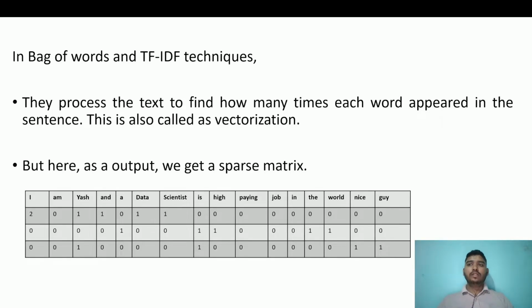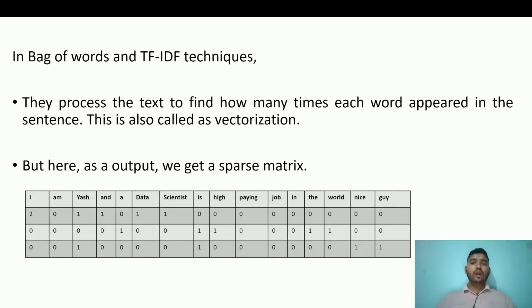In previous lectures, we discussed that bag of words and TF-IDF techniques process the text to find out how many times each word appears in the sentence. This is also called vectorization. But here, as an output, we get a sparse matrix. A sparse matrix means we get a lot of zeros in the matrix, which is highly inefficient while performing internal computation.